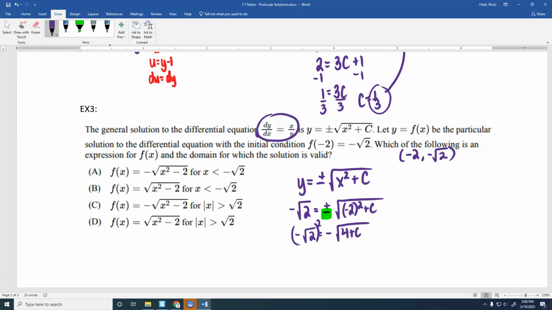I could square both sides, which will get rid of the negative and get rid of the square root. So I've got 2 equals 4 plus c. And I'm going to subtract that 4. And I got -2 equals my c. So my equation is going to be y equals, I want to choose the minus. I can't choose the positive because I can't get a negative square root of 2 if I choose the positive. So negative square root of x squared minus 2.